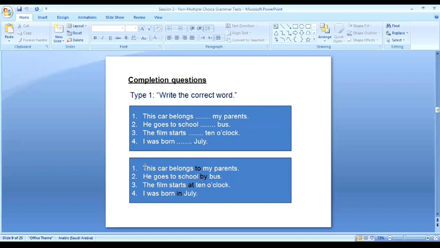So this is the answer. This car belongs to my parents. He goes to school by bus. The film starts at 10 o'clock. I was born in July. So here, this is one type of completion. The pupils are asked just to complete the sentences by writing the appropriate preposition.